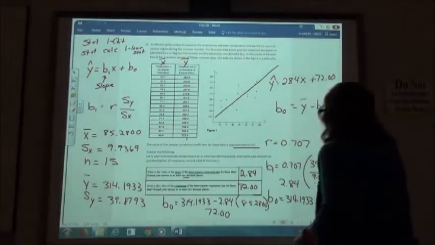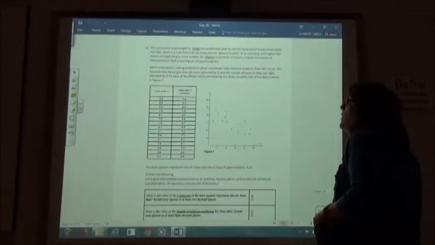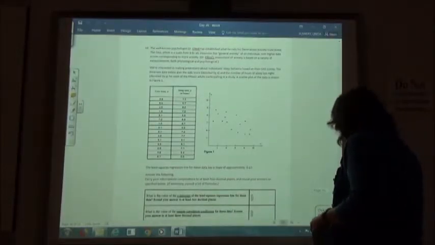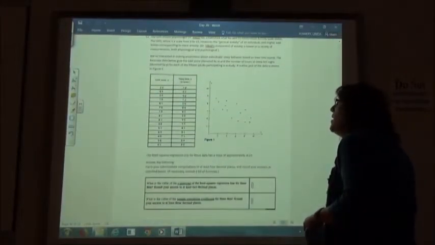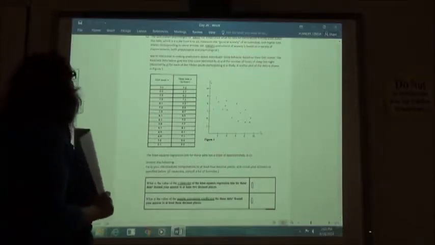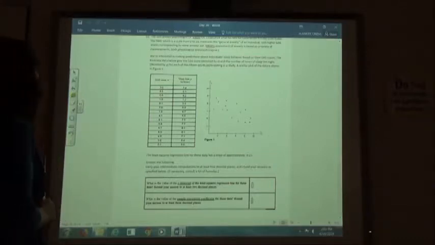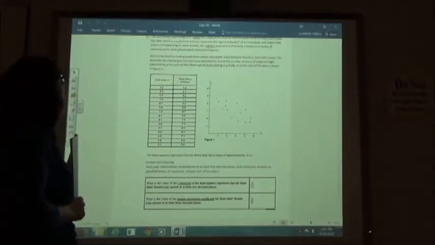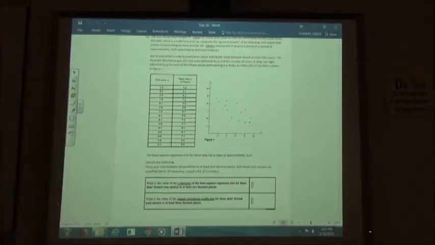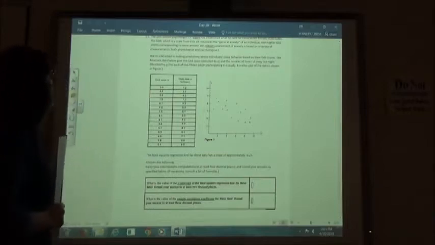And last one on this page. Let's see if I can get the whole question there. It says, the well-known psychologist Dr. Elbot has established what he calls his General Anxiety Scale, GAS. The GAS, which is a scale from 0 to 10, measures the general anxiety of an individual, with higher GAS scores corresponding to more anxiety. Dr. Elbot's assessment of anxiety is based on a variety of measurements, both physiological and psychological.